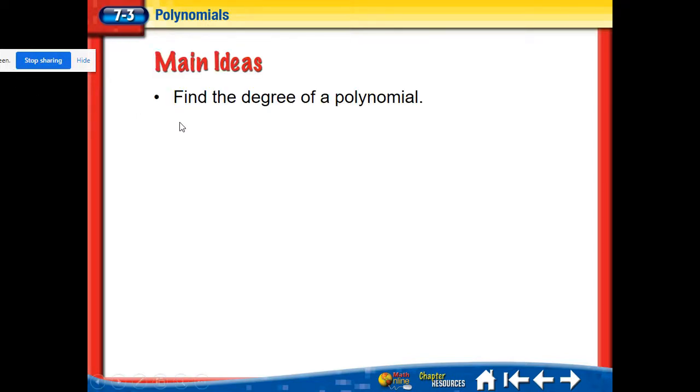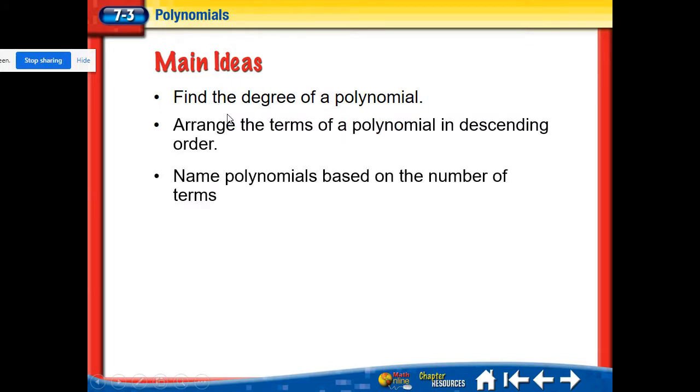Now, if you notice here, this says 7(3) polynomials. We are skipping the first two sections, which are on monomials. We'll go back to those. But we first need to talk about what a polynomial is. So we're going to find the degree of a polynomial, we're going to arrange the terms of a polynomial in descending order, and we're going to name polynomials based on the number of terms. So those are three different things that we're going to go ahead and do.